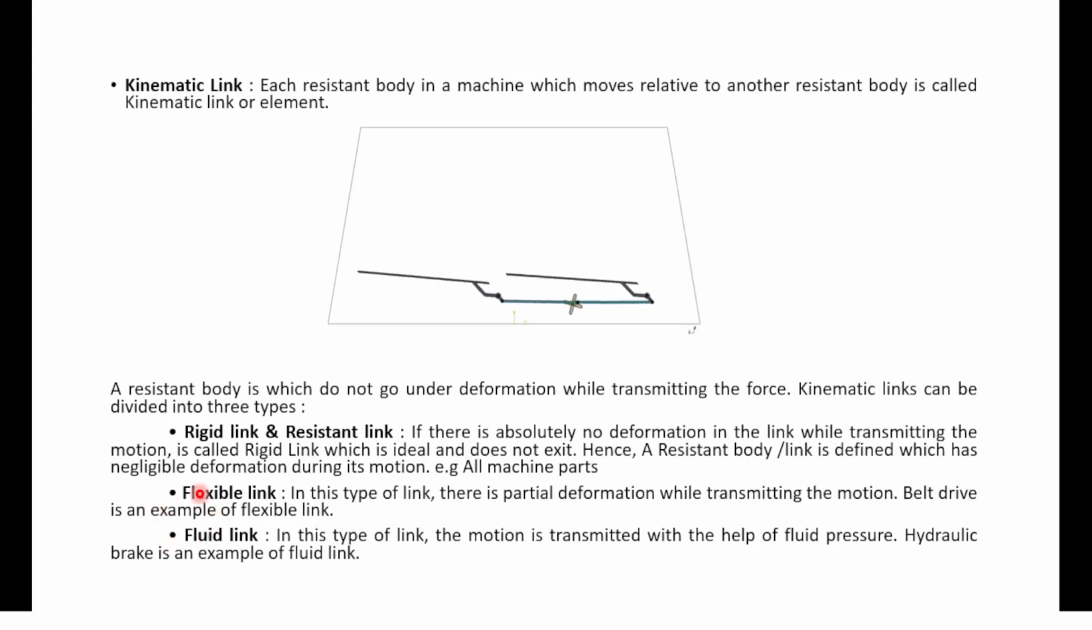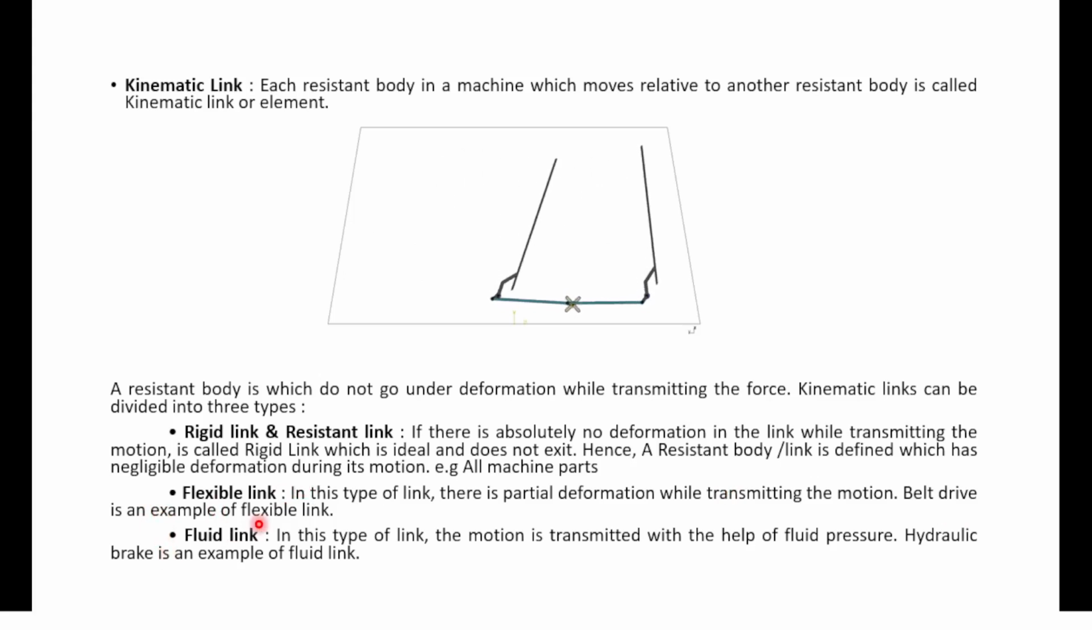Then there comes a flexible link. In this type of link there is partial deformation while transmitting the motion. A belt drive is the best example of a flexible link. You may have seen belt drives, right? That particular belt, while transmitting the motion, gets deflected. That's why it is known as a flexible link.